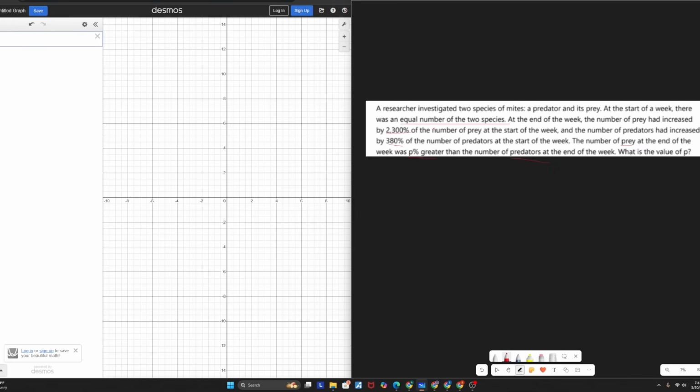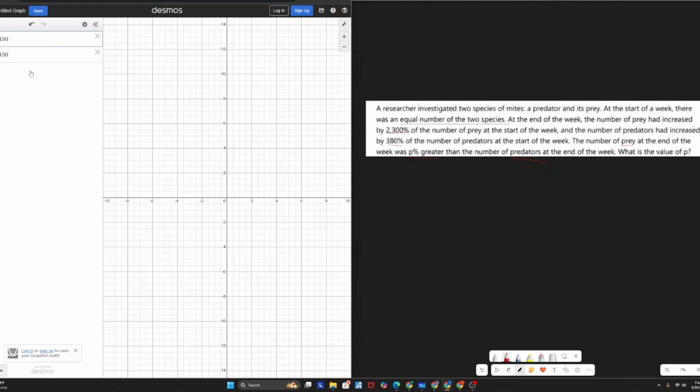So here, a lot of people would choose to just define your variables as x or something and then go from there. But it's actually easier to just pick a random number because anyway you know that there's the same number of predators and prey. So you can just start with a number that's convenient for you. For me, I'll use 100. So let's just say you start with 100 prey and 100 predators.